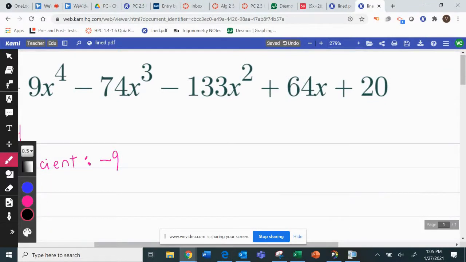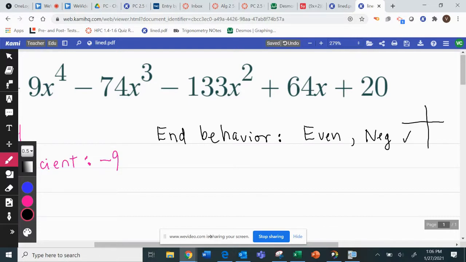So that negative part is important because if we're going to do end behavior, we're going to have to know that our degree is even and that our leading coefficient is negative, so that we know that the graph will have ends that both point down.